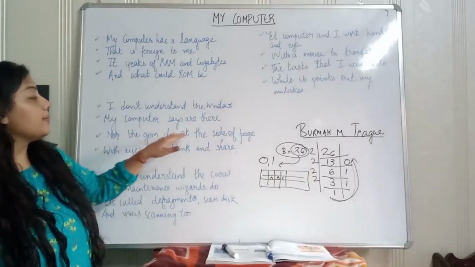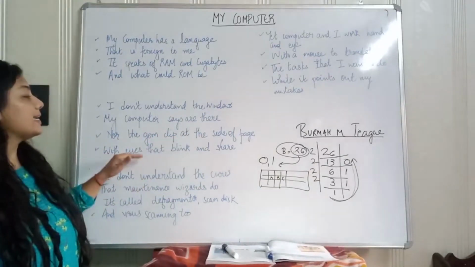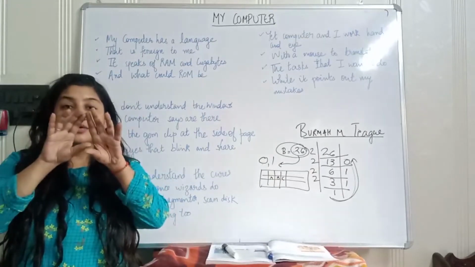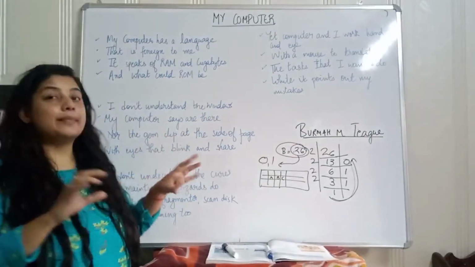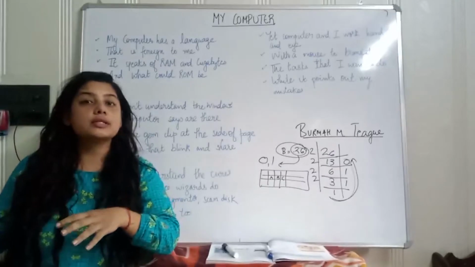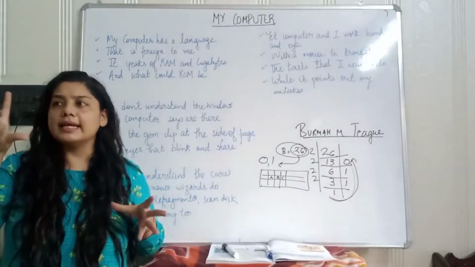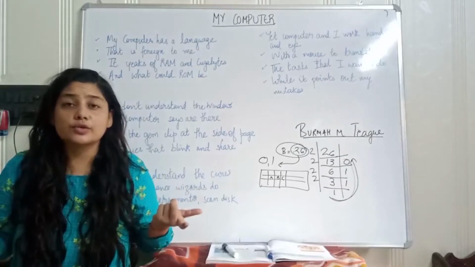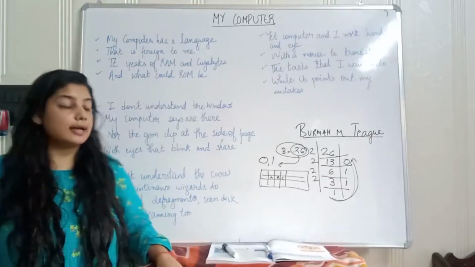Nor the gem clip at the side of page with eyes that blink and share. Now he's saying all those, this gem clip kind of structure on the computers, I'm not able to understand, which is blinking and then stopping, blinking and then stopping. What is the function of it? How does it work? I'm not able to understand.